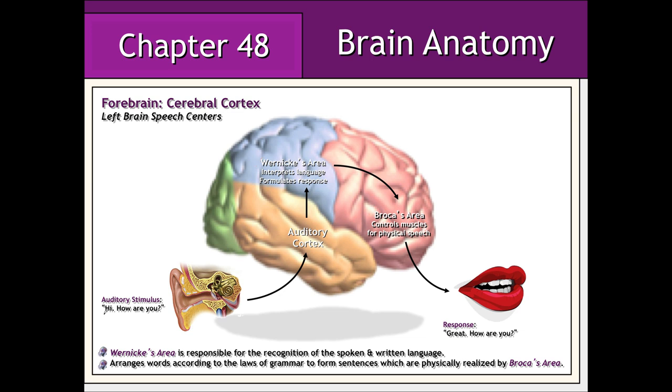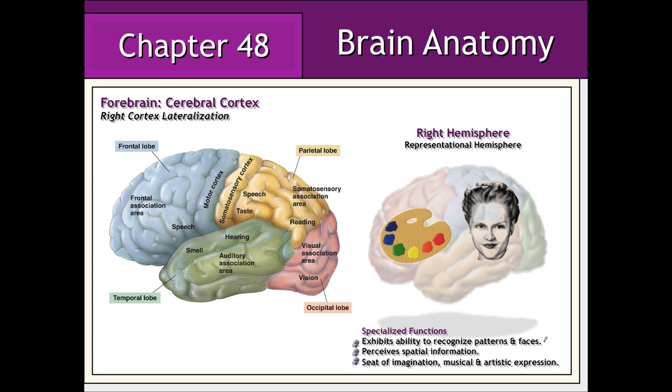To illustrate how these two speech centers within the left cerebral hemisphere interact with one another, suppose that somebody asks you how you are. This information would first enter into the auditory cortex of the temporal lobe, which would then be passed on to Wernicke's area. This would enable you to interpret the greeting and to also formulate an appropriate response. This information would then be passed to Broca's area, which would then stimulate the muscles of the face, the lips, and the tongue so that you can physically speak your response.